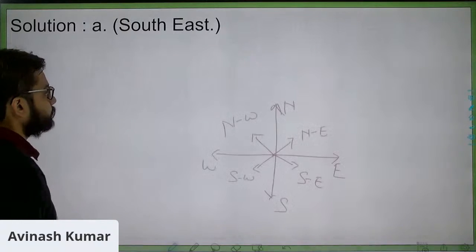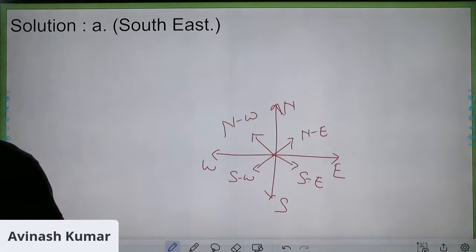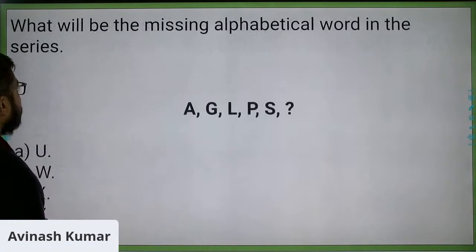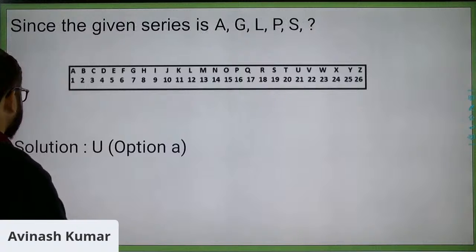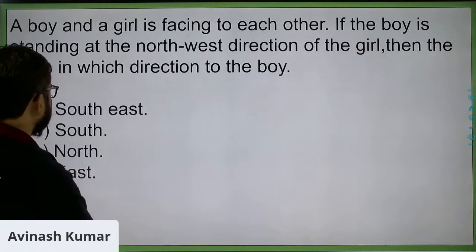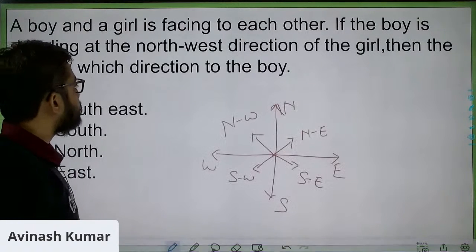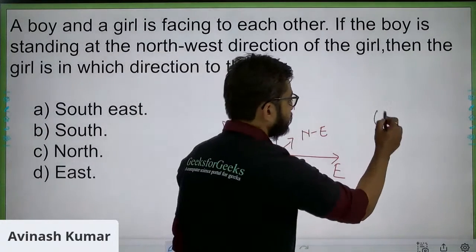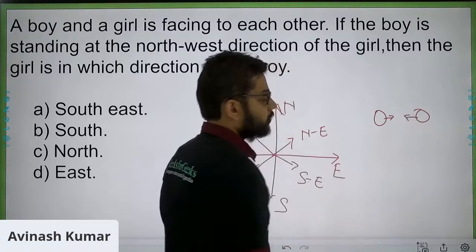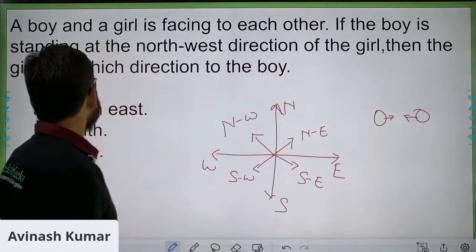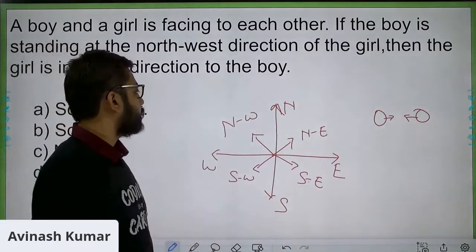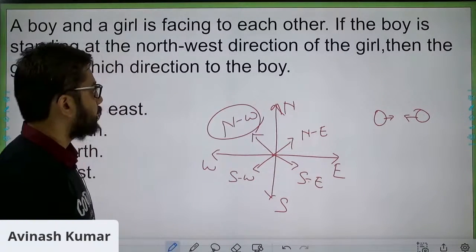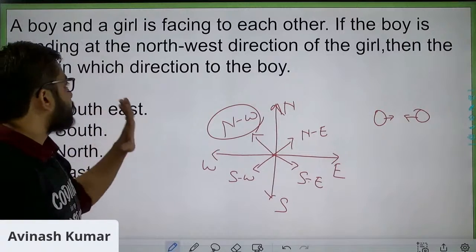The question is: a boy and a girl are facing each other. It means they are facing each other. Okay, the first thing is very clear. If the boy is standing at the northwest direction of the girl, see, this is the northwest direction. It means our boy is standing over here. Then the girl is in which direction to the boy?